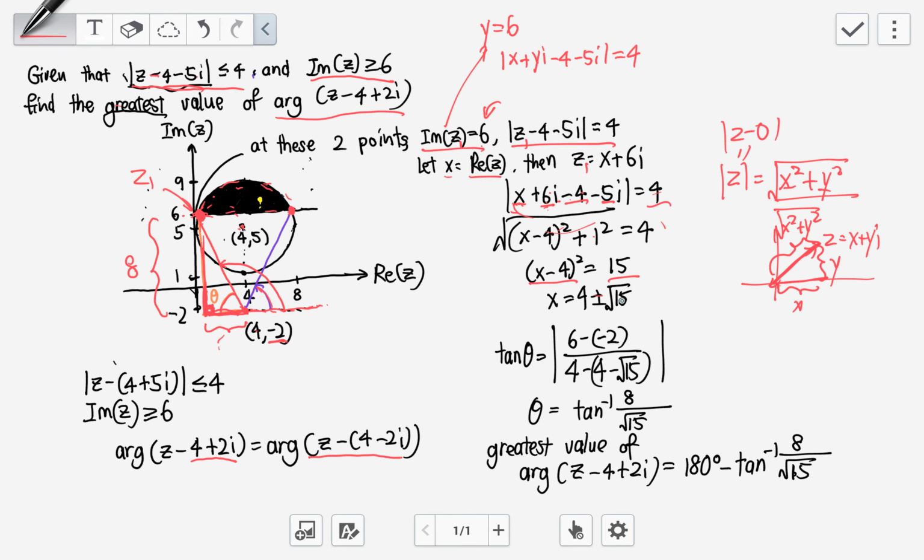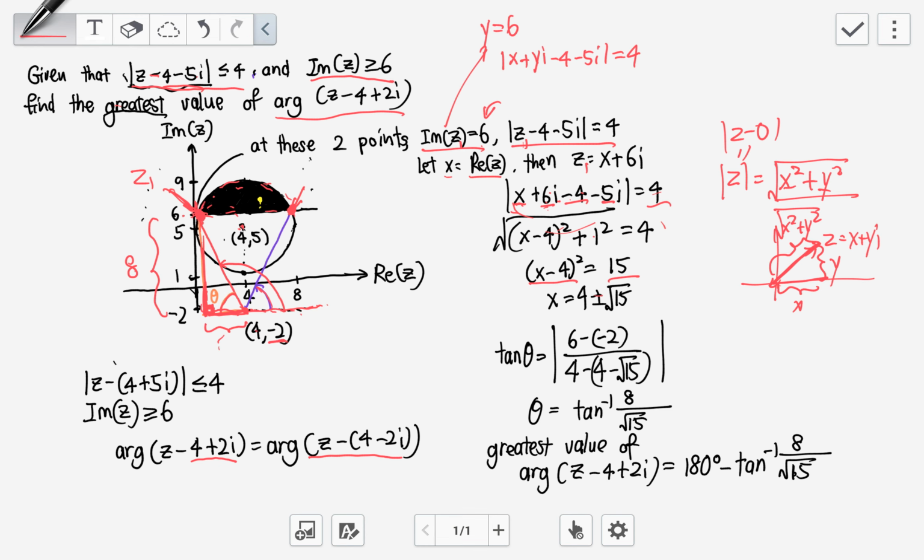So why is there two solutions? Because actually satisfying these two equations, there are 2 points. One is this, and the other one is this. Of course, we don't need this at the moment because we are not finding the smallest value, we are finding the greatest value. Therefore, we use the x 4 minus root 15, because this is definitely 4 plus root 15, this is 4 minus root 15.